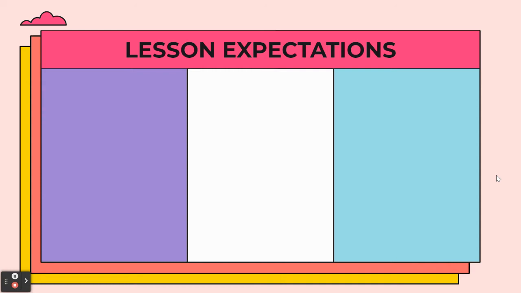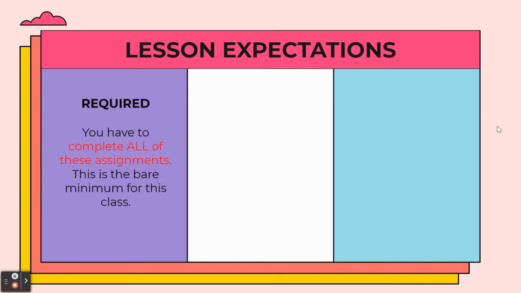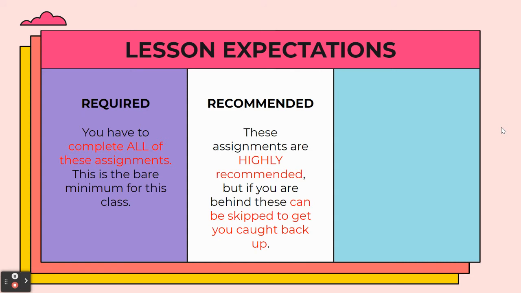you might notice for this lesson, 0.4, there are some things called required, recommended, and level up. So let's talk about what these different categories for assignments are. Required is like it sounds like. You have to complete all of these assignments. This is the bare minimum for this class, okay? Next are things called recommended, and these are highly recommended, but if you're behind, these can be skipped to get you caught back up.